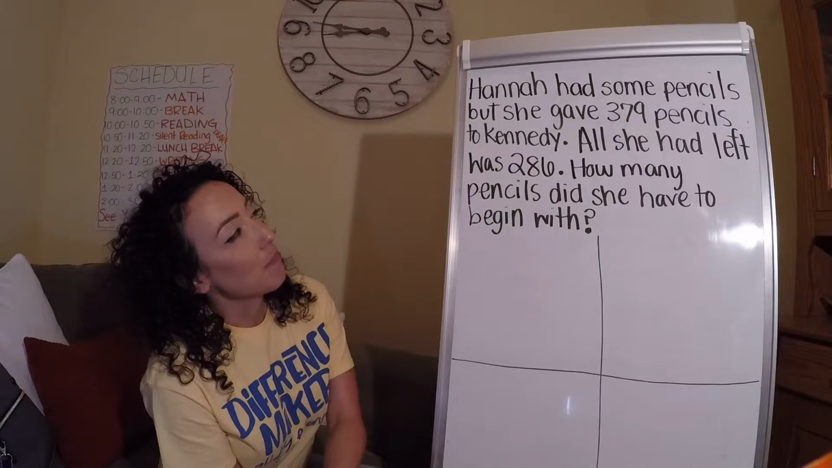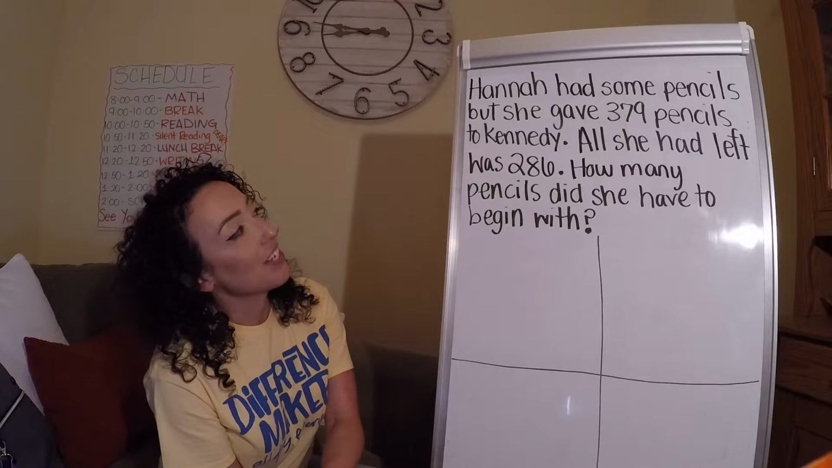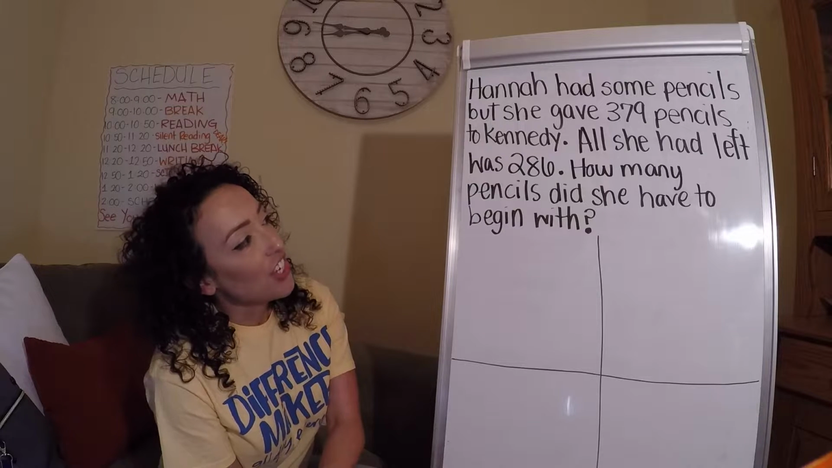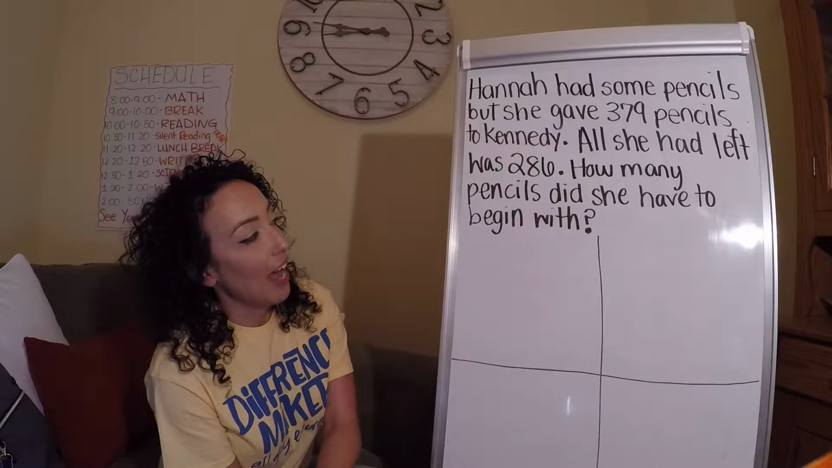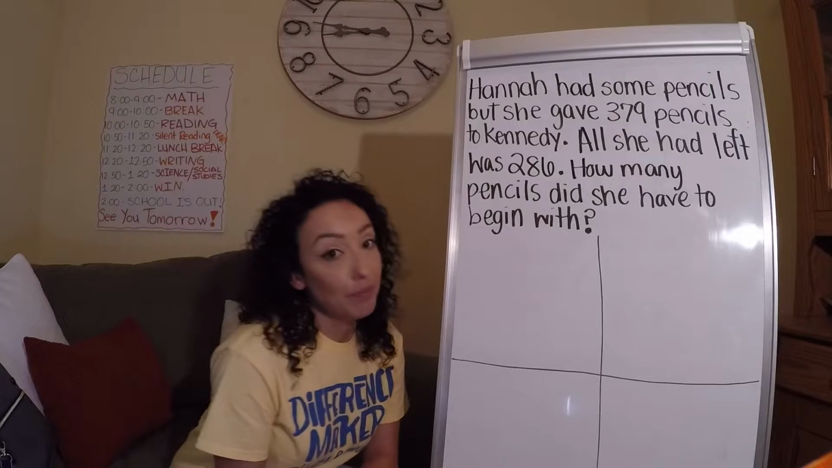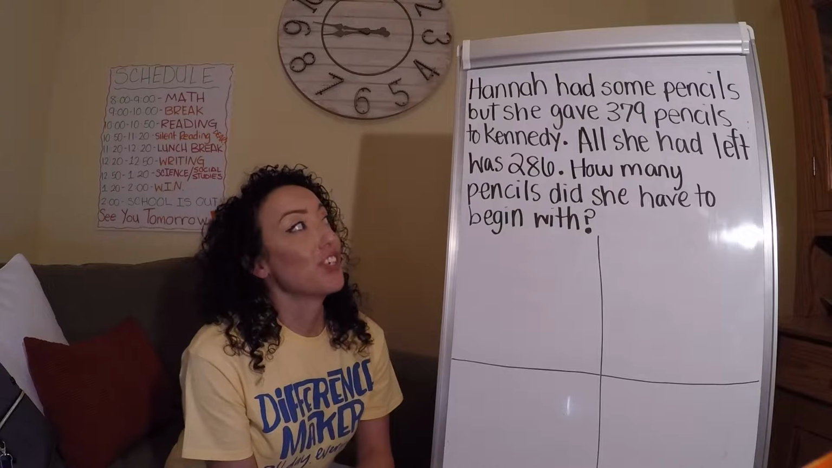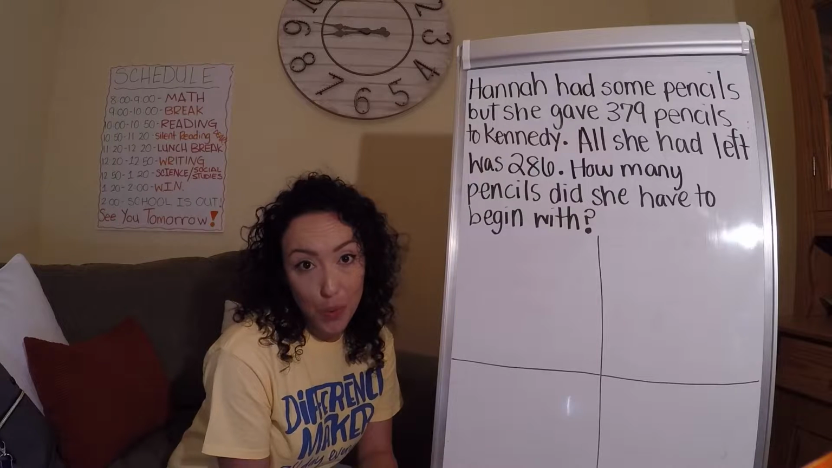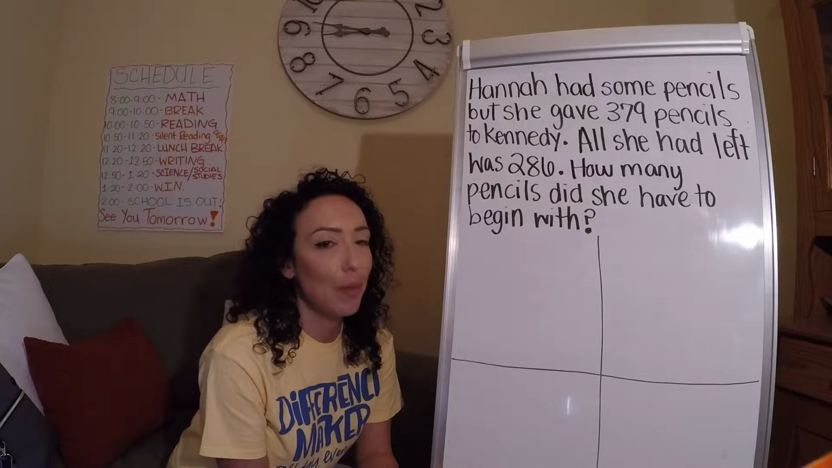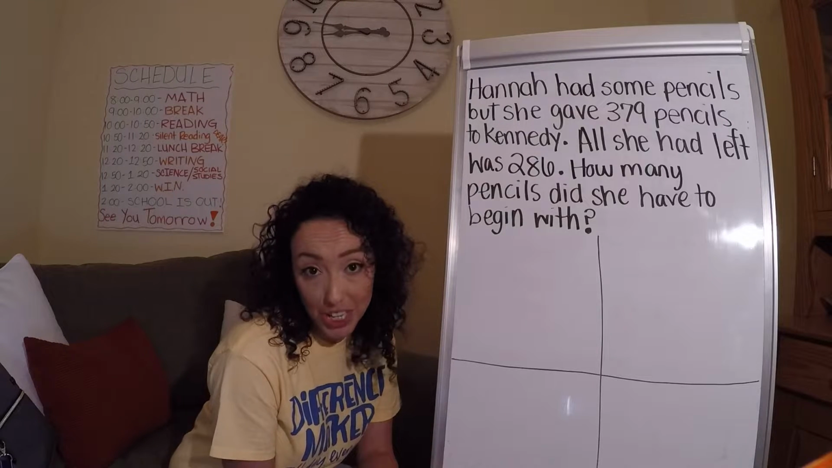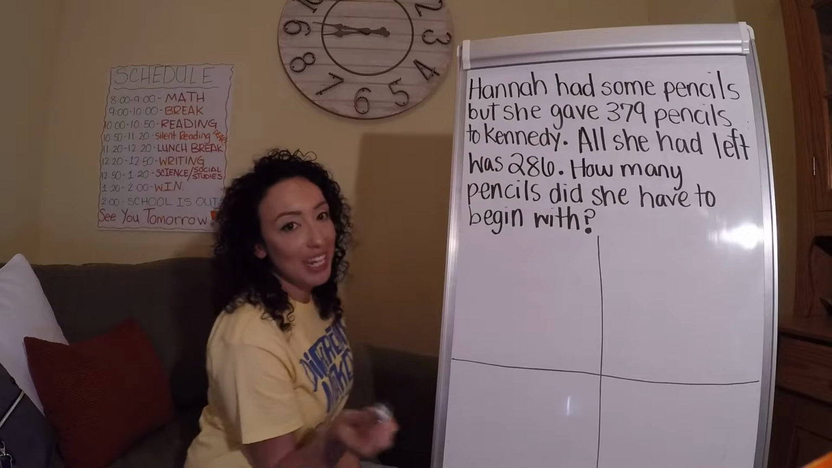Hannah had some pencils, but she gave 379 pencils to Kennedy. All she had left was 286. How many pencils did she have to begin with? So, you ready? So she had some pencils, but we don't know how many she had. In fact, the question is asking us to go back and figure out how many she had to begin with before she gave any to Kennedy. So let's start with identifying the question.